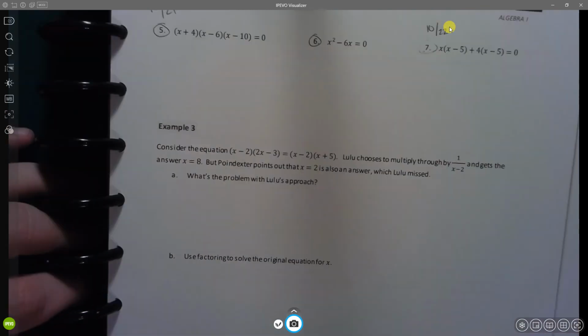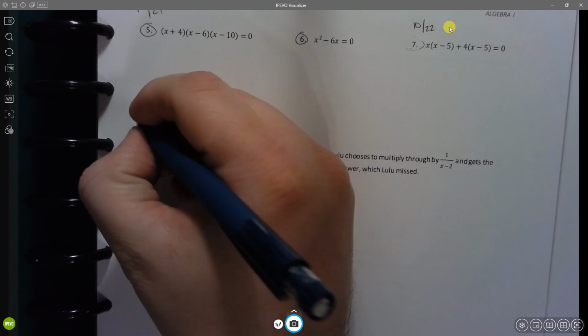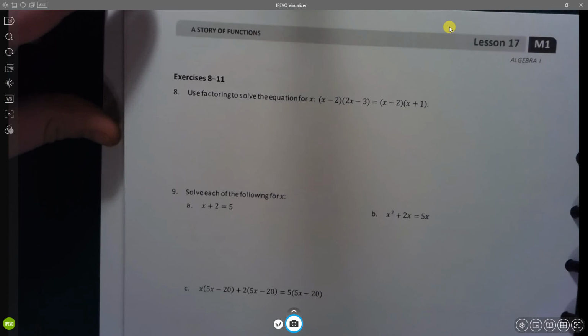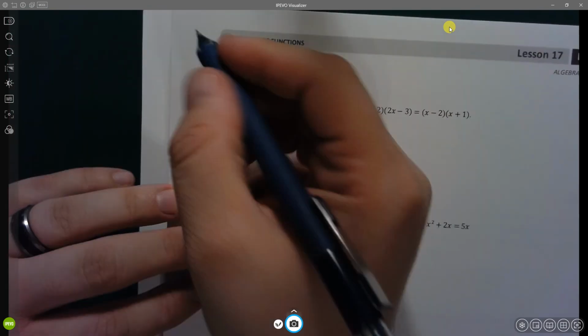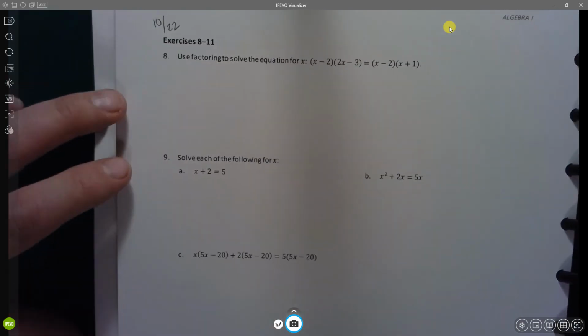All right, so let's look at example 3. Consider the equation x minus 2 times 2x plus 2x minus 3 equals x minus 2 times x plus 5. Lulu chooses to multiply through by 1 over x minus 2 and gets the answer x equals 8. But Poindexter points out that x equals 2 is also an answer, which Lulu missed. This is going to be a 10/22 classwork problem. And number 8 is going to be a 10/22 classwork problem as well. I do not want to overwhelm you with videos on this.